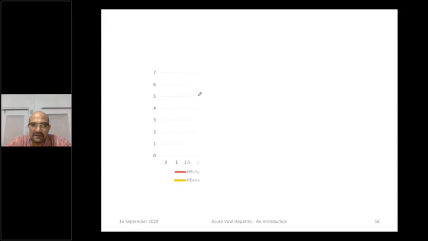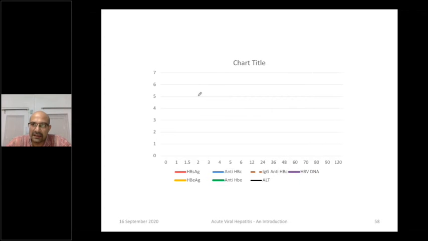Let's look at what happens in chronic hepatitis B. So if you remember, we said that the hepatitis B surface antigen starts appearing by the 2nd week and then disappears by the 24th week of infection. Now, please notice here the timeline is in months. This is not in weeks. In the previous slide, it was weeks. In this, the timeline is months.